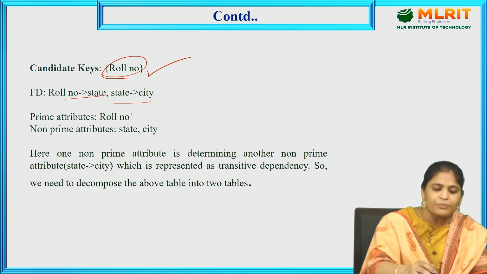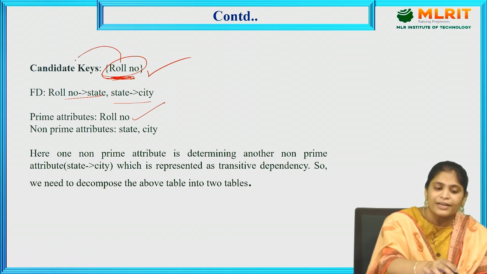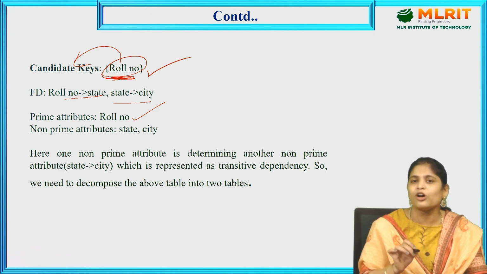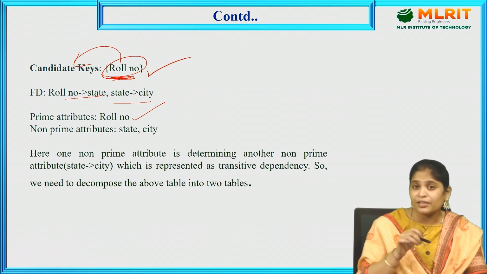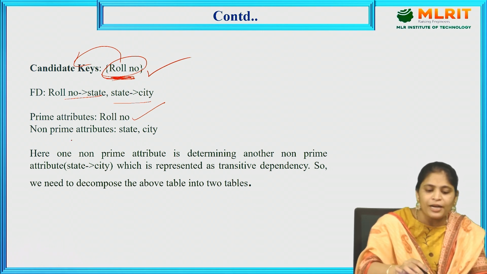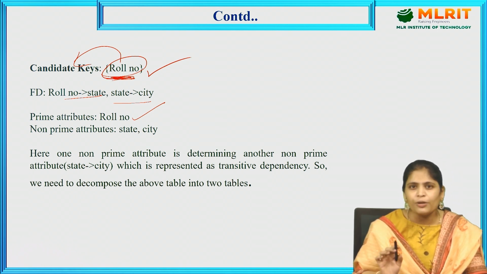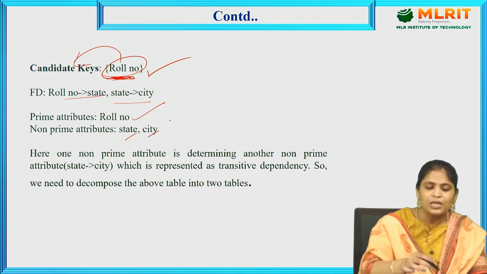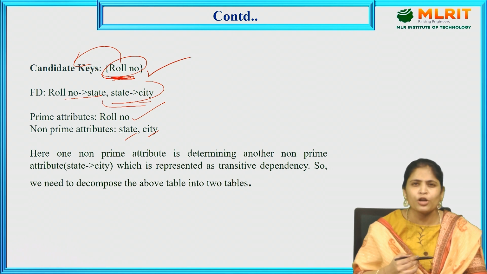So the prime attribute is roll number. Why? Because here roll number is the candidate key. Whatever attributes are there in the candidate key are called prime attributes. That we have already discussed in the concept of closures. So what is a non-prime attribute here? Rest of the attributes, the remaining ones, are non-prime attributes. So what are the non-prime attributes here? State and city. So here 2 non-prime attributes: one non-prime attribute, state, is deriving another non-prime attribute.